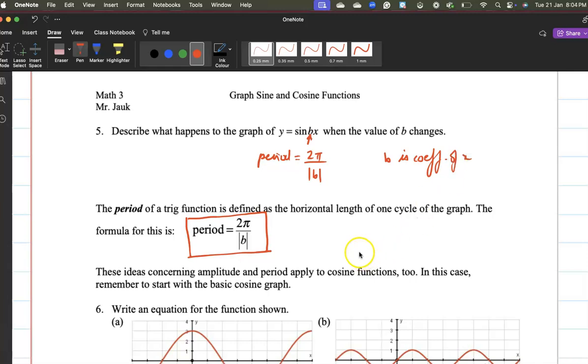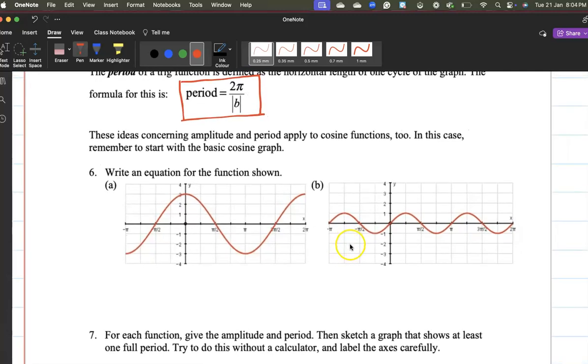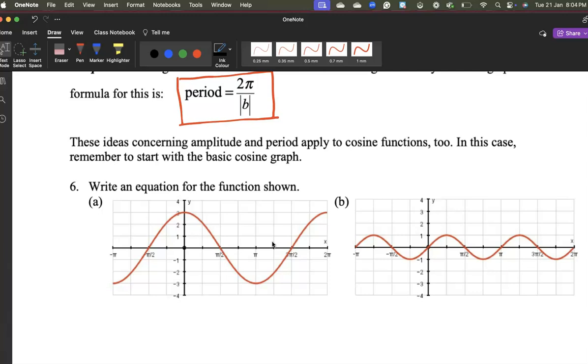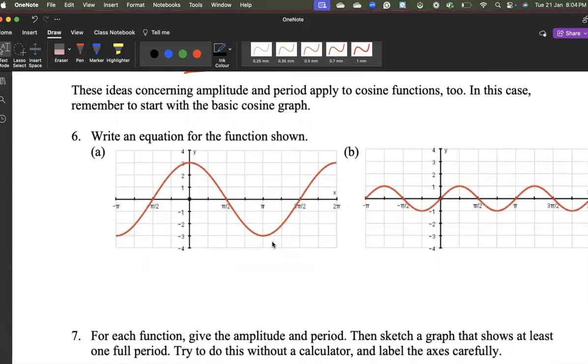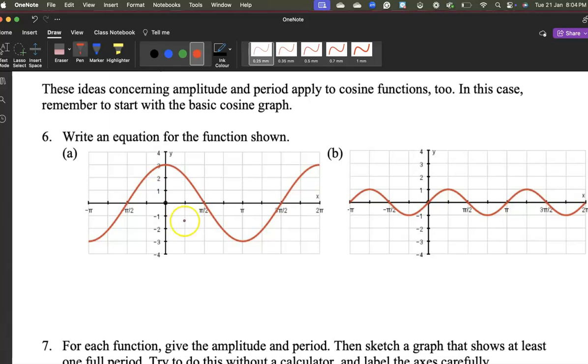Nice. Now write the equation. So you get the amplitude and you get this. First of all, what kind of function is it, sine or cos? This is sine. This one is cos, because it's starting from the max.